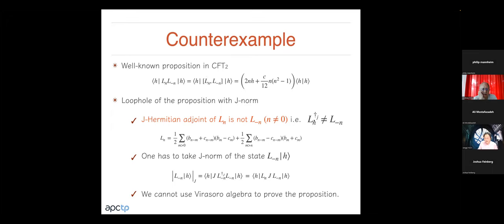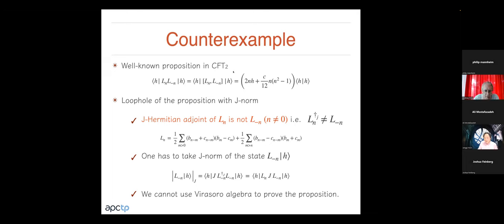But what's the difference? As I said, you should use the J adjoint, and for consistency between bra and ket, you have to use the J dagger. Interestingly, usually in CFT, L_n and L_{-n} are related by Hermitian adjoint, but in this case they are not, not under the J Hermitian adjoint, because there is a linear term in c in L_n when n is non-zero. So if we take the J norm, unlike the usual Dirac norm, you have to have this J dagger here, and then you obtain this. If you re-express it, you cannot use the Virasoro algebra anymore, unlike here, because of J.